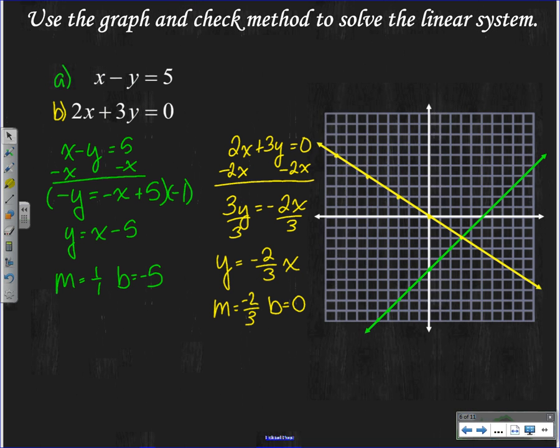Okay, awesome. And then my answer is where they intersect. So my answer is going to be 4, comma, negative 2. Remember, it's the point. It's not the graph. The graph is not my answer. The point is my answer. Okay? Awesome. Next problem.